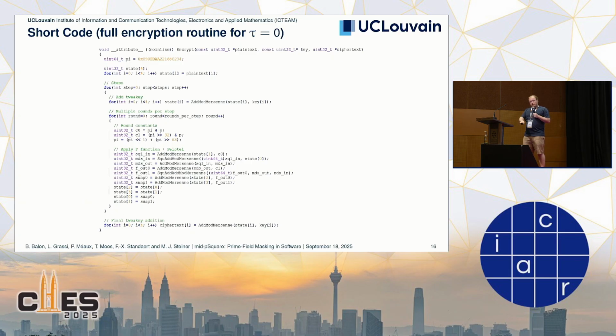This is just a slide to show that the code is super compact. This is the entire encryption routine for the tweak 0 version, including the on-the-fly computation of the round constants. And it looks like there are some function calls in the lower part, but those are actually just single-line C macros. So it's really very, very short code, easy to implement.